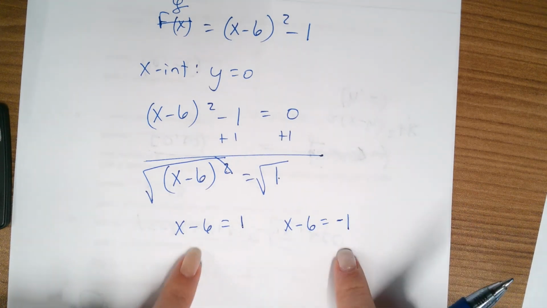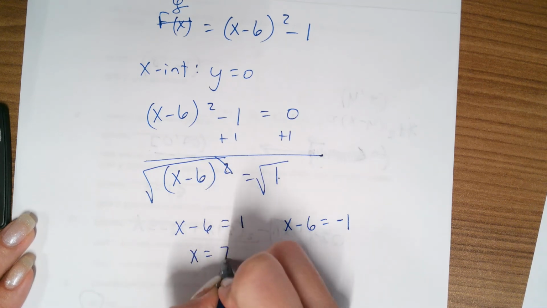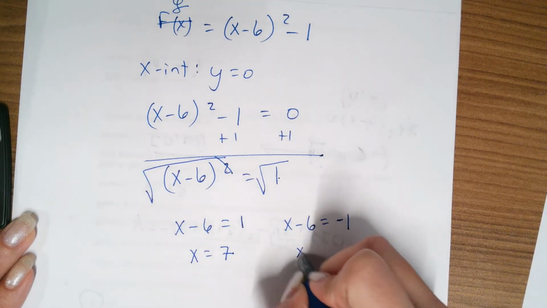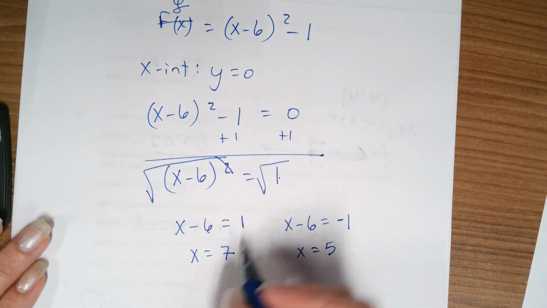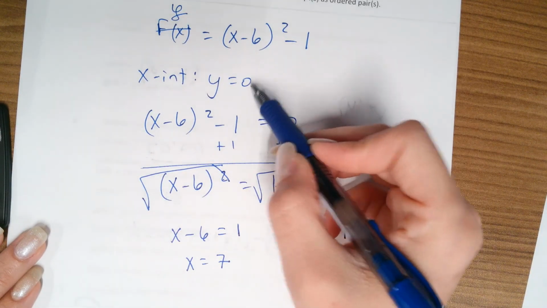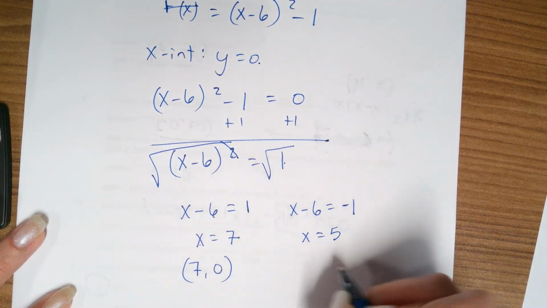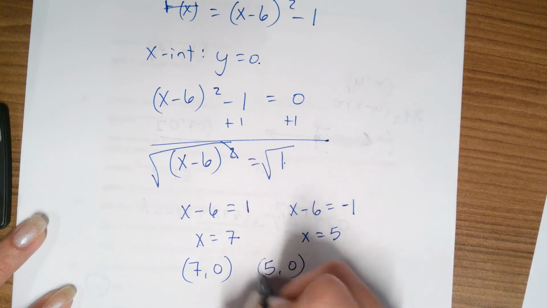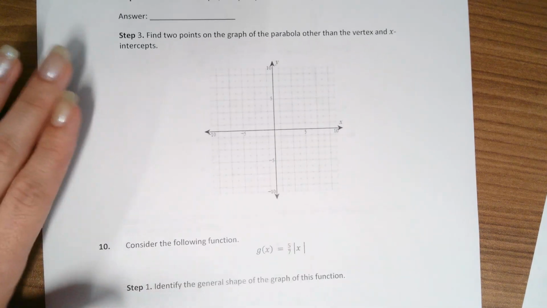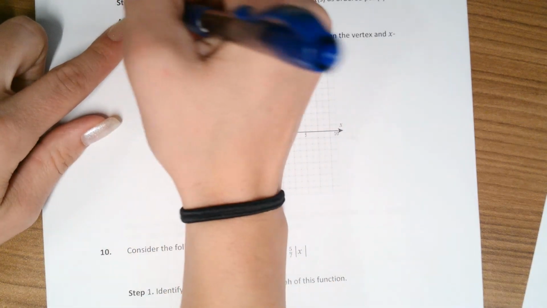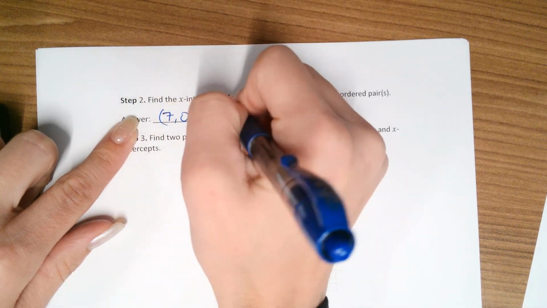And now I have 2 linear equations that I can solve. I'm going to add 6 to both sides, and I get x equals 7, add 6, and I get x is equal to 5. So my x-intercepts, we can write them as a coordinate. We plugged in 0 for y, so 0 is my y value. Here 7 is my x value, so 7, 0, and 5, 0. Those are my x-intercepts. Come back over here, find the x-intercepts. So 7, 0, and 5, 0.